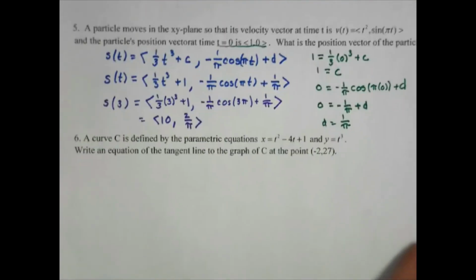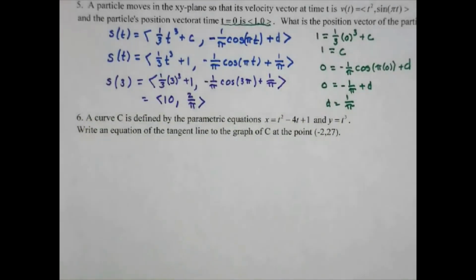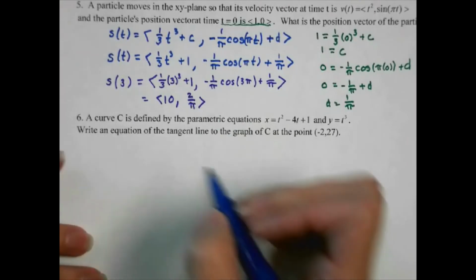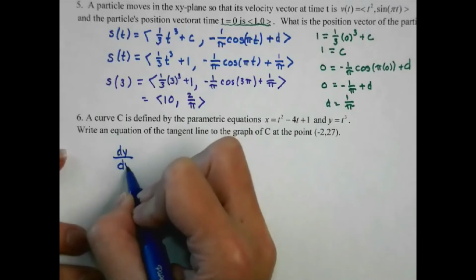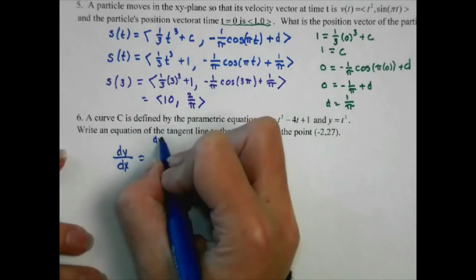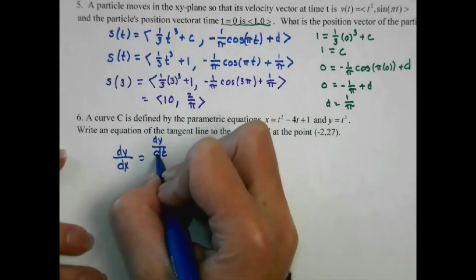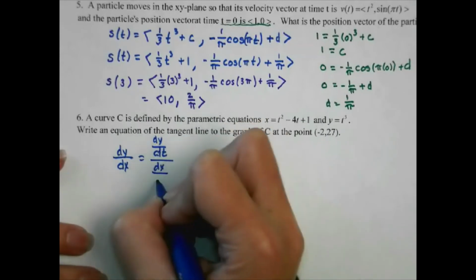For question 6, a curve C is defined by the parametric equations x equals t squared minus 4t plus 1 and y equals t cubed. We're going to write the equation of the tangent line at negative 2, 27. So what do we need? A point and a slope. We've got the point. The slope, dy dx, is dy dt over dx dt.